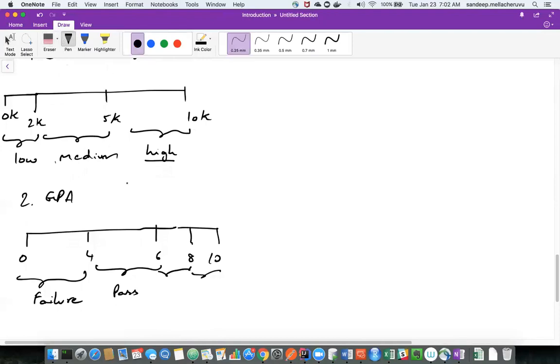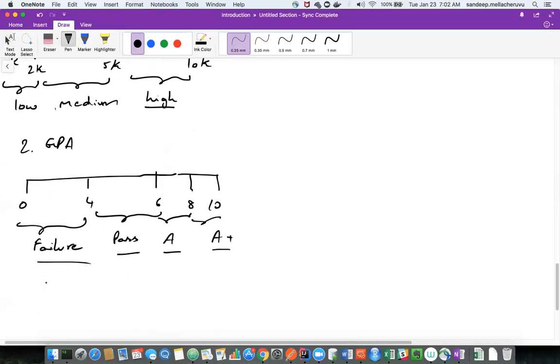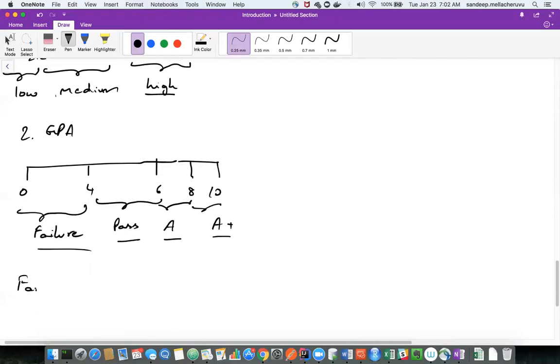In this case also, you can see these are ordered, right? There is an implicit ordering. Failure is less than pass, less than A, less than A plus. If you want me to write it as an equation, failure is always less than pass, and that is less than A, and that is also less than A plus.